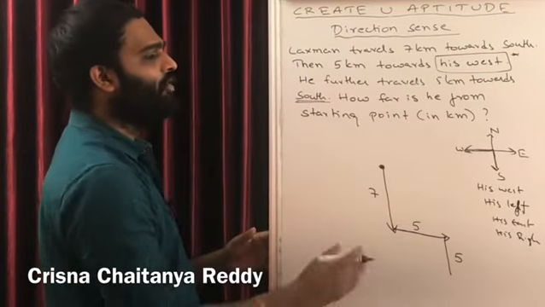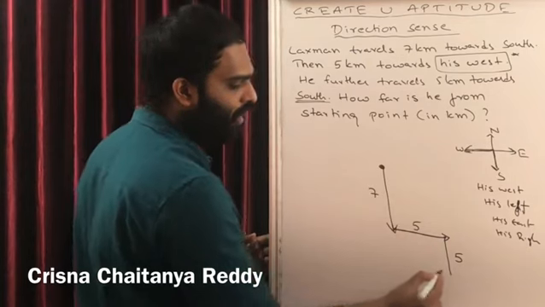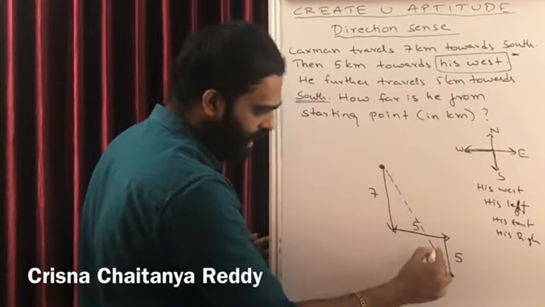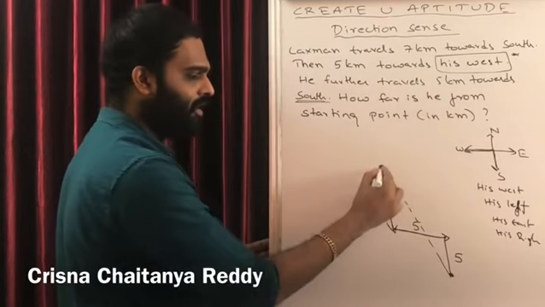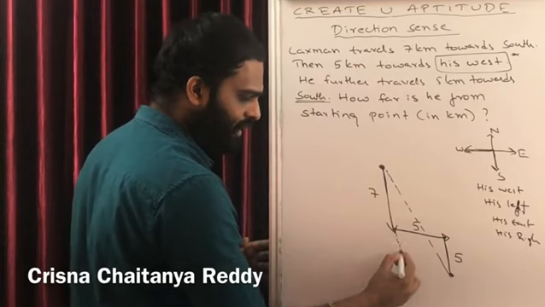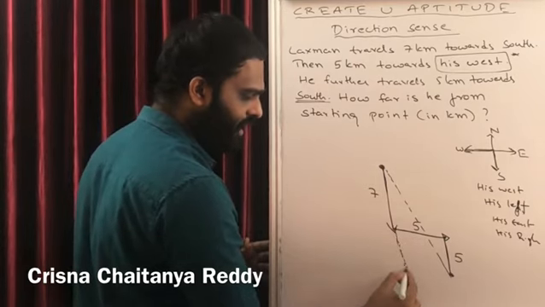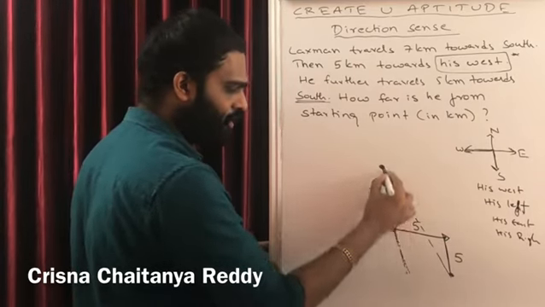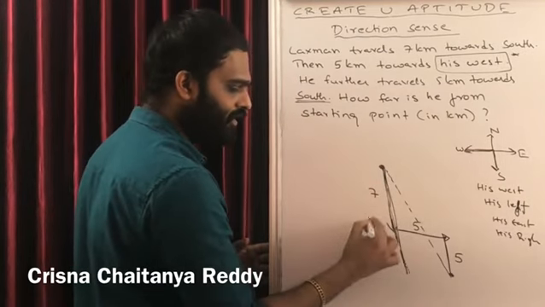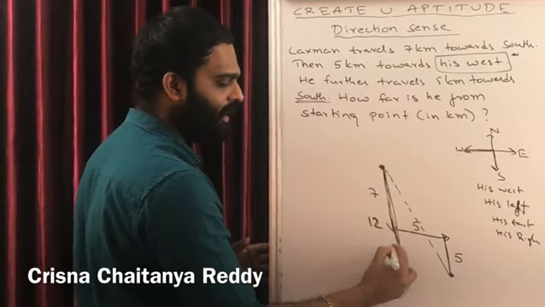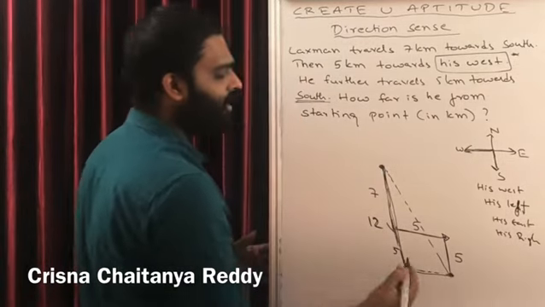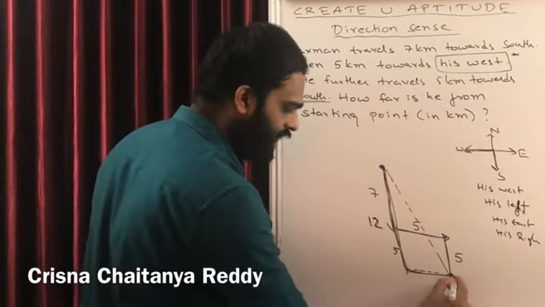And then the question is, how far is he from the starting point? Now I have to measure the distance between this point and this point. Very, very simple. If this is 7 and this is 5, this will also be 5. And if this is 5, this is already 7, the total length of this will be 12. I can say the total length is 12 because 7 plus 5 is 12. And if this is 5, this will be 5. So I can confidently say this is 12 and this is 5.